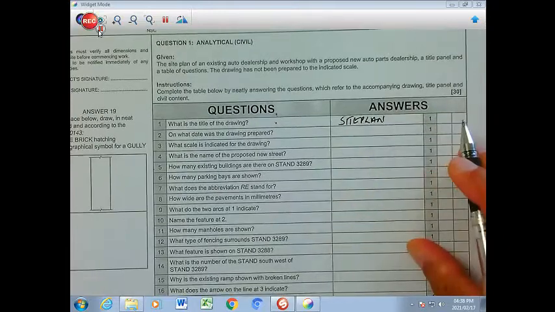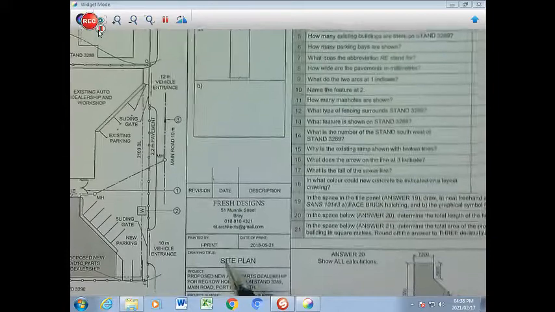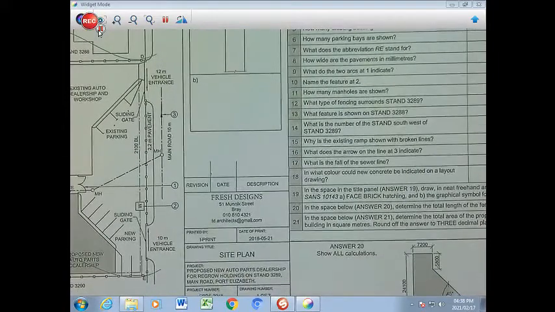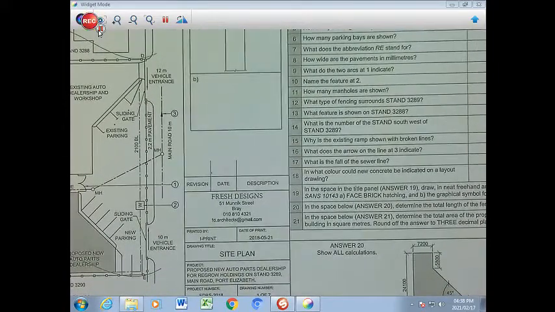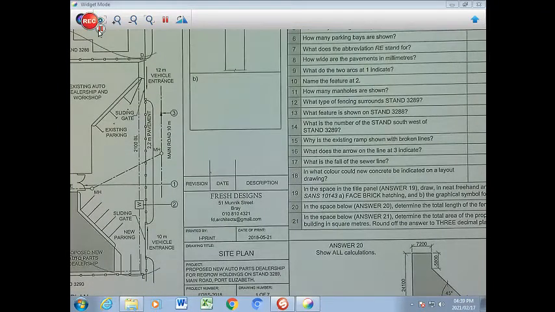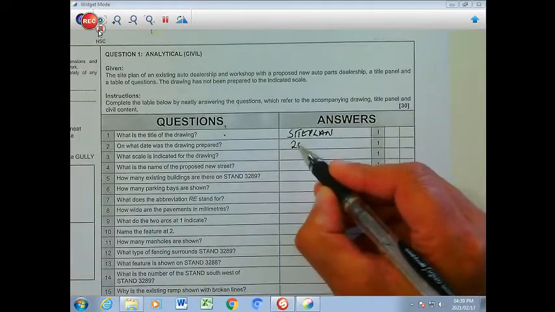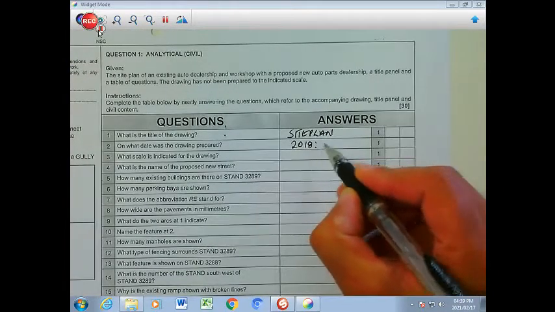And the second question then, on what date was the drawing prepared? So we're going to go to the title bar here, and we find that the MP was the person who drew it, and the preparation of that took place on the 5th of the 4th, 2018. So we write in the 2018-04-05.